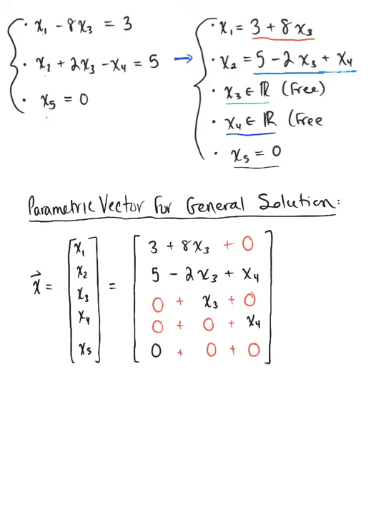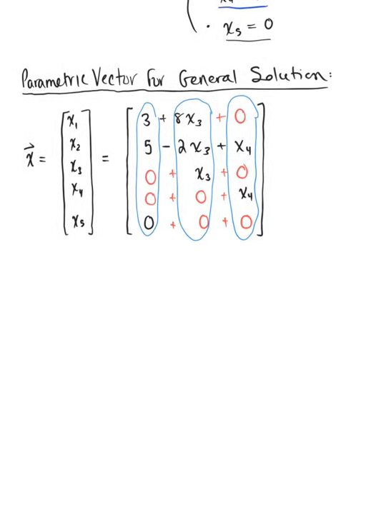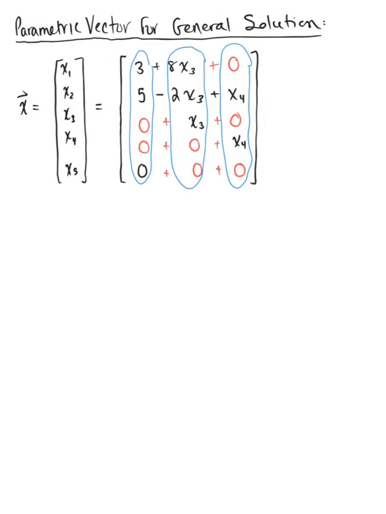Can you see those columns? We need a column for the constants. We need a column for x sub 3. And we need a column for x sub 4. So here we go, breaking this up. The notation for our final answer will have 3 columns. We have the constant column, 3, 5, 0, 0, 0.